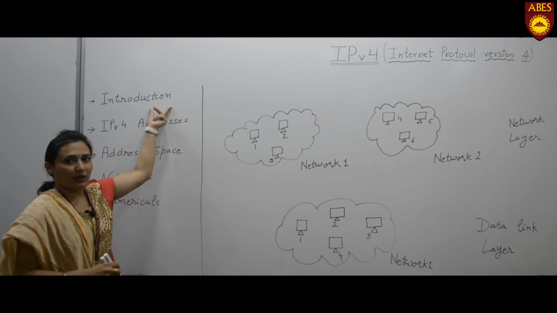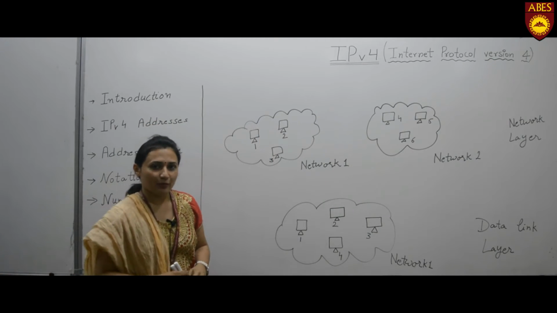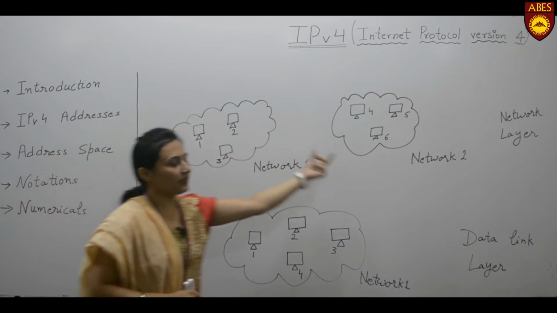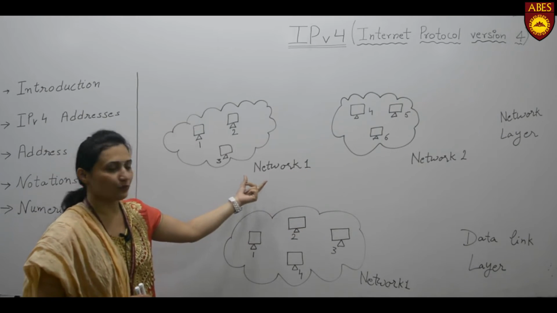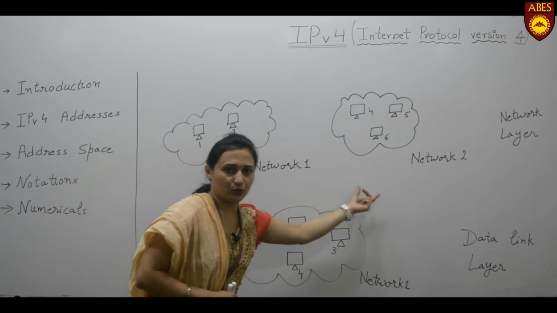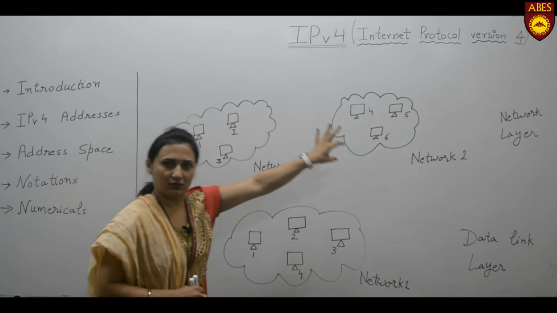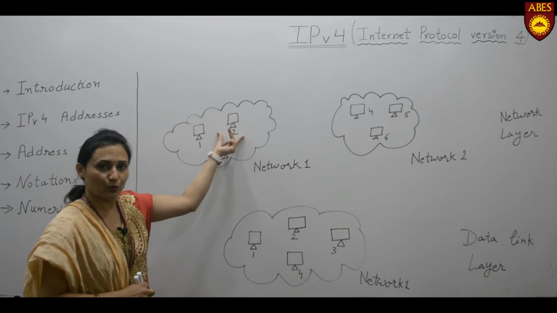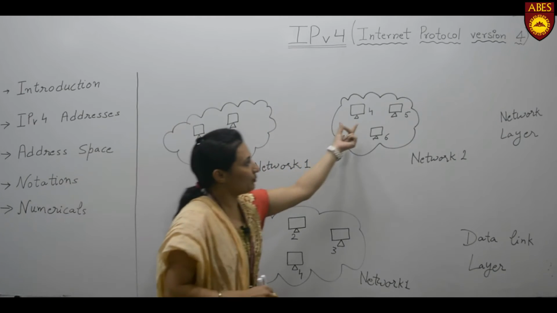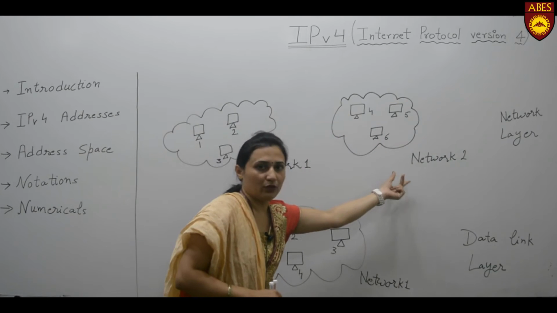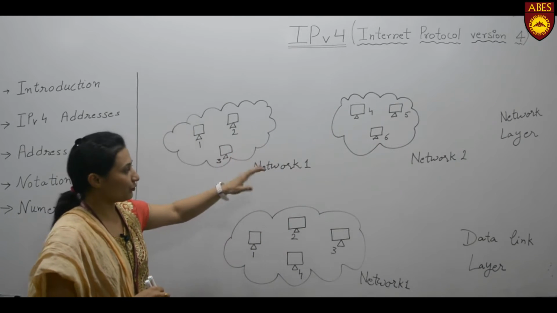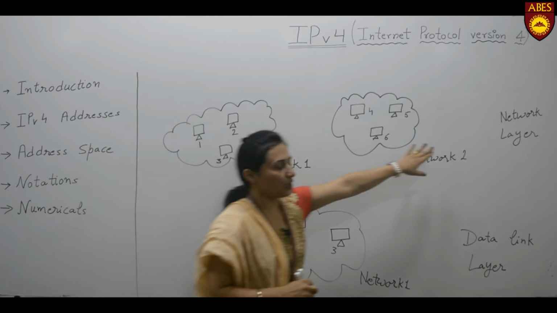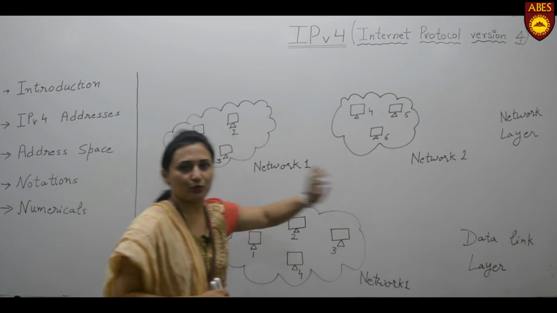Under the introduction part, we know that in the TCP/IP protocol suite, if data is to be transferred from one network to another network, for example, there is network 1 and network 2. There may be a number of systems within the individual networks. If data is to be transferred from system 2 of network 1 to system 4 of network 2, then data is to be transferred from one network to another network. This transfer of data can be done with the help of the network layer of the TCP/IP protocol suite.